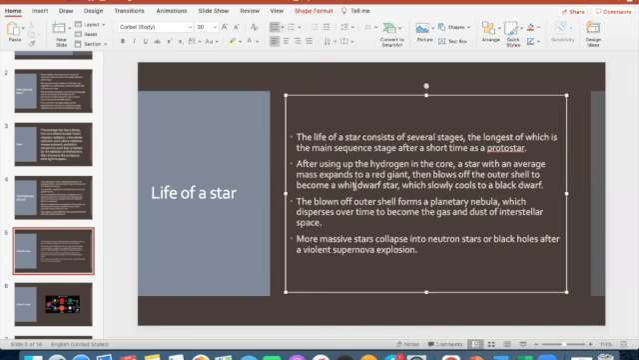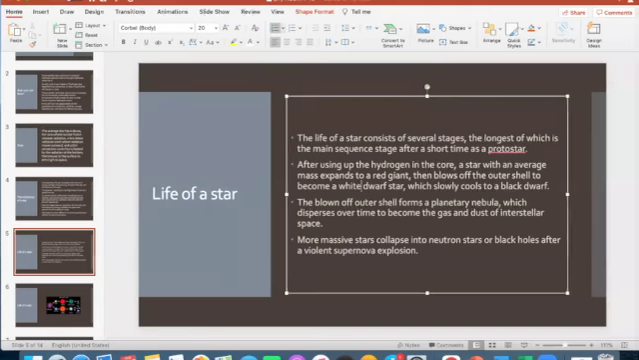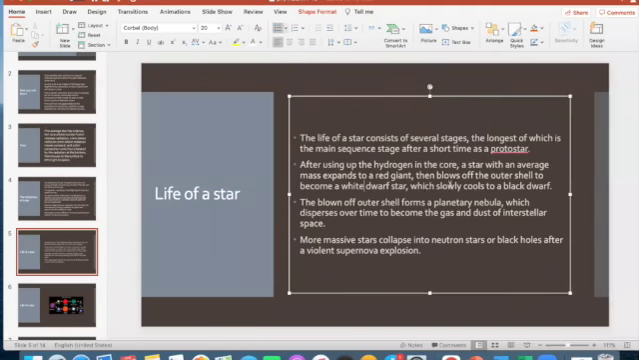And this is supposed to be E right here. Let me save that. Okay, so that slowly cools off back to a black dwarf.